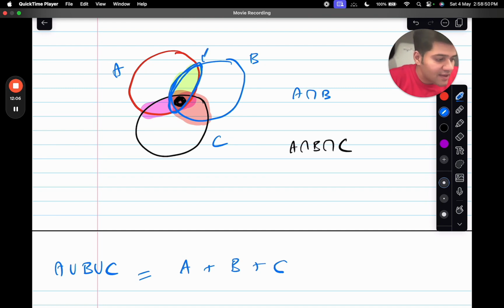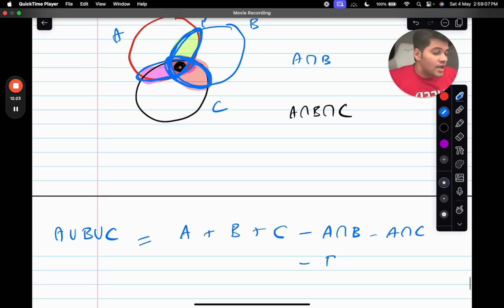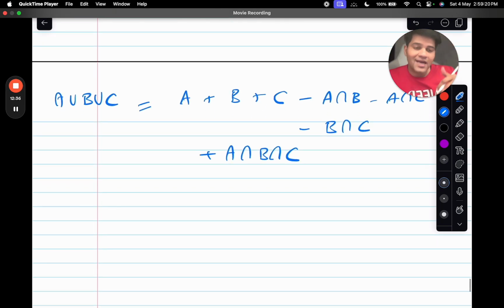This part here gets added twice. So I would have to subtract that, A intersection B. When we added A, B and C, this part also, that is the intersection of A and C, also gets added twice. So I will have to subtract that. This part also gets added twice. So I will have to subtract that also. Now you have to think very carefully that when we subtracted these 3, this part got excluded completely. So I will have to add that again. So let me show that with a diagram as well as an example.